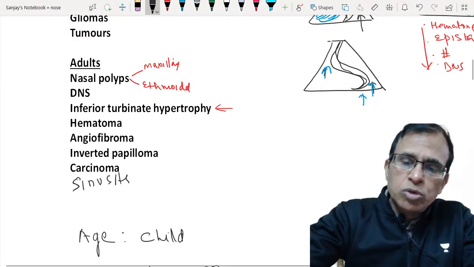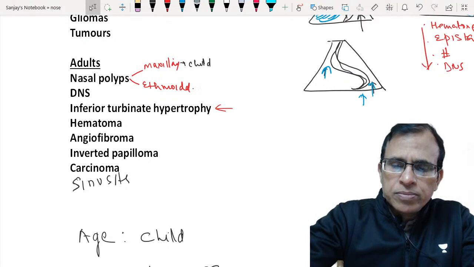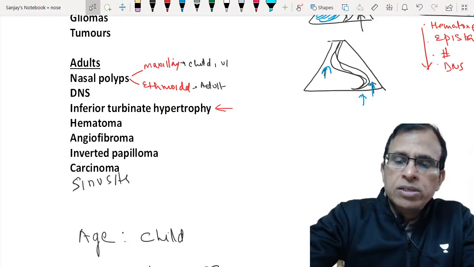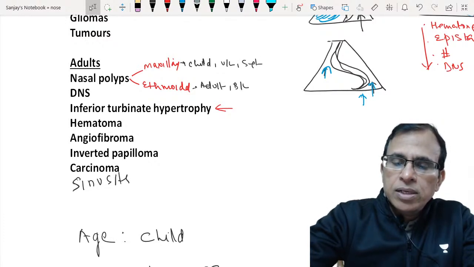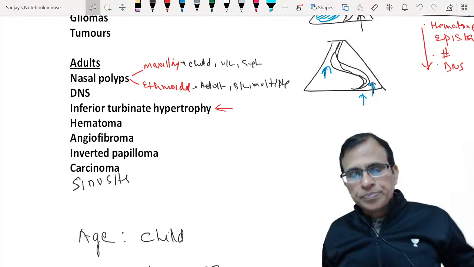Now, maxillary polyps are more common in children, pediatric age group around 10-12 years. This is adult. Maxillary polyp is unilateral and single. This is bilateral and multiple. They look like a bunch of grapes. Ethmoidal polyps are described as a bunch of grapes, and they are pale in color.